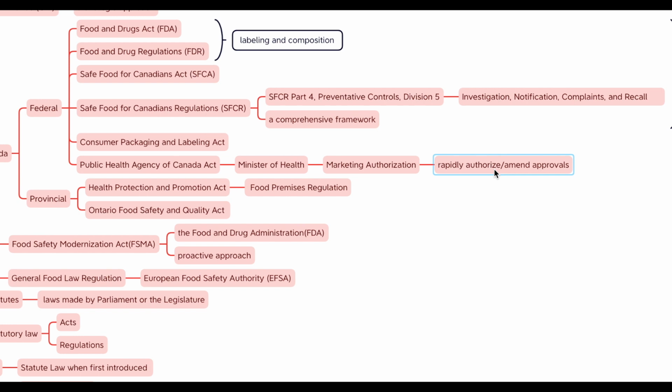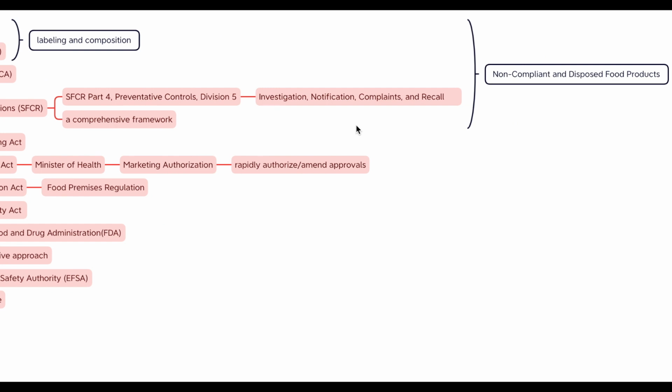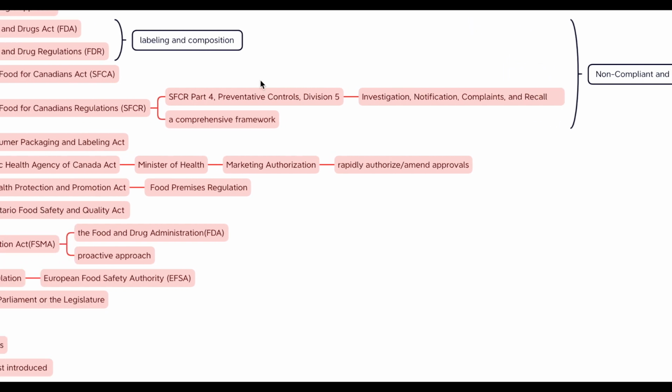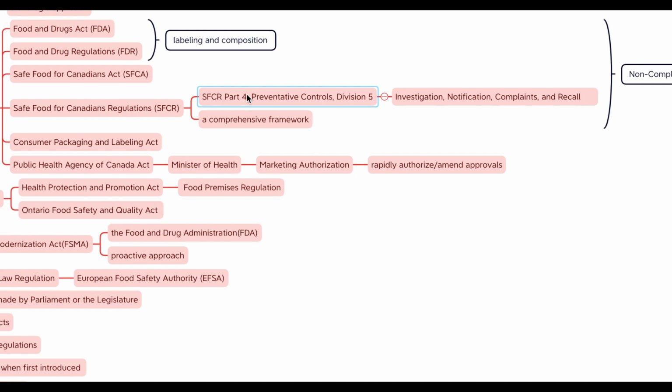Okay, and then we're gonna take a look at this one: investigation, notification, complaints, and recalls. So this comes from the SFCR Part 4, Preventive Controls, Division 5, and you can think of it as the Sherlock Holmes of food safety. It requires an investigation if a potential non-compliance or food safety issue is identified. It's all about being proactive rather than reactive. So, if there is a risk to human health, immediate CFIA notification and action are required.